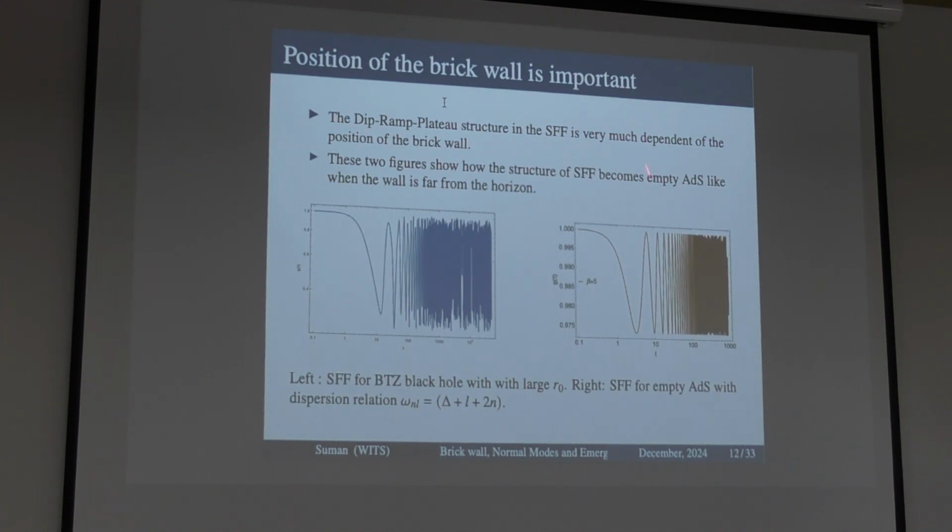And the position of the brick wall is also important to get this ramp, because if your brick wall is far from the horizon, you can see that your spectral form factor will not have any ramp. And so when your brick wall is far from the horizon, your spectral form factor looks very similar to the NPADS spectral form factor. This is the spectral form factor of NPADS. So you must place your brick wall very close to the horizon to get this ramp structure.